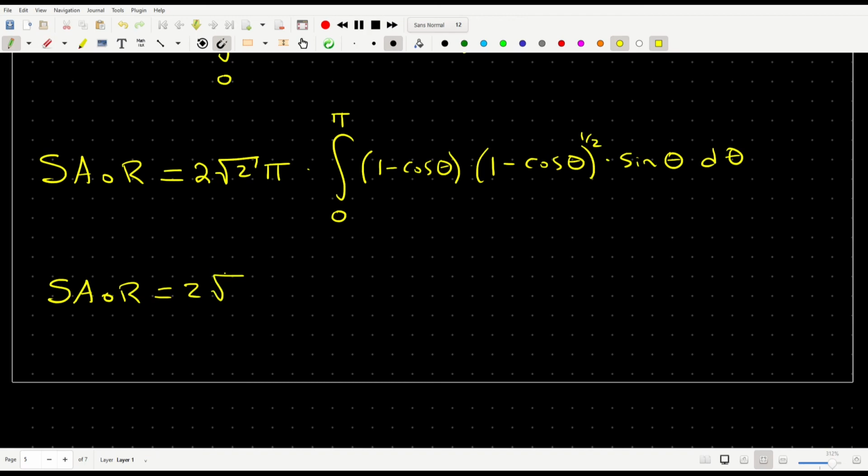So initially a problem that looked slightly difficult is now appearing to be more and more straightforward, because when we simplify this, 1 minus cosine theta times 1 minus cosine theta to the 1/2 is going to be 1 minus cosine theta to the 3/2 times sine of theta.